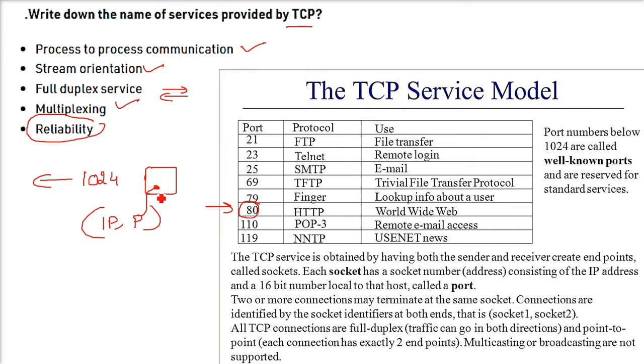So there will be an IP address and the port number, and this is the port number I am talking about. But this socket port number will be automatically generated because it is software managed, and it is generated by the operating system.